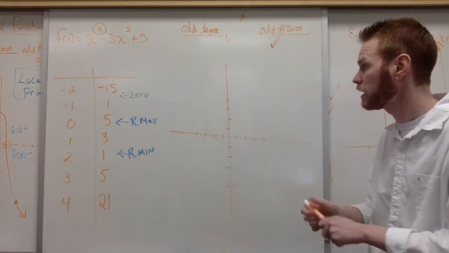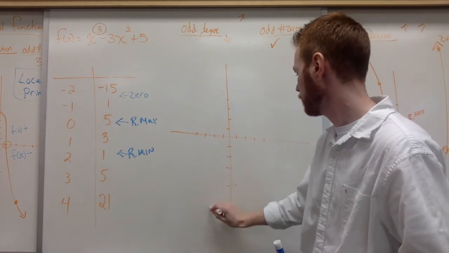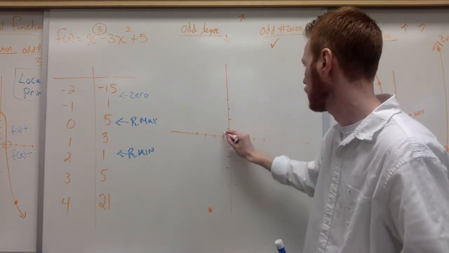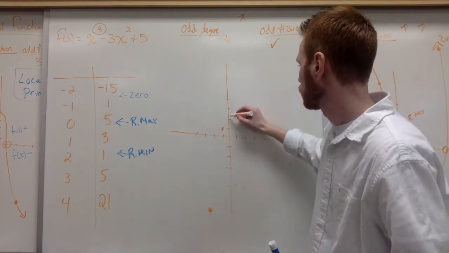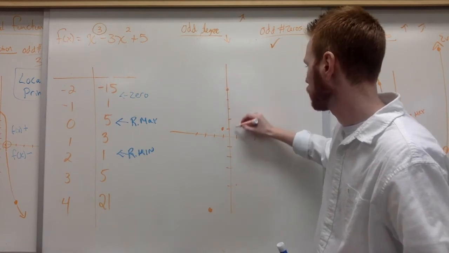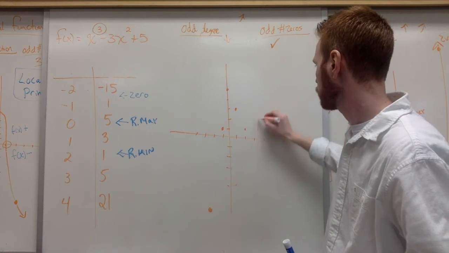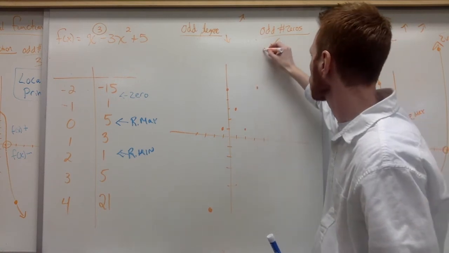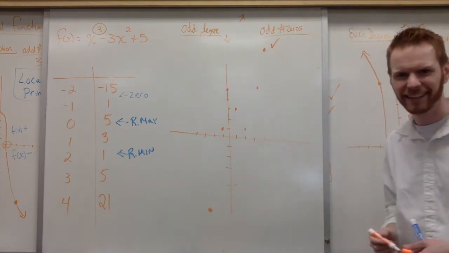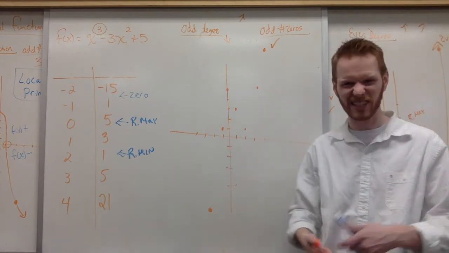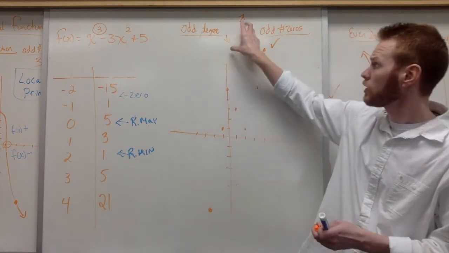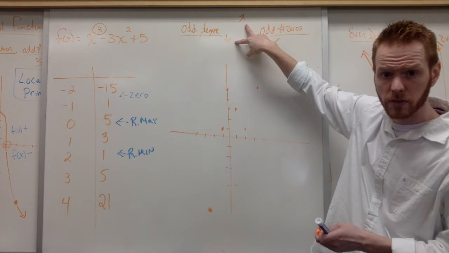All right, let's graph the points. So negative 2, negative 15 is down here. Negative 1, 1, 0, 5, 1, 3, 2, 1, then 3, 5, 4, 21. Not drawn to scale, but it just gives me an idea. The behavior of the graph is going to do this, right?